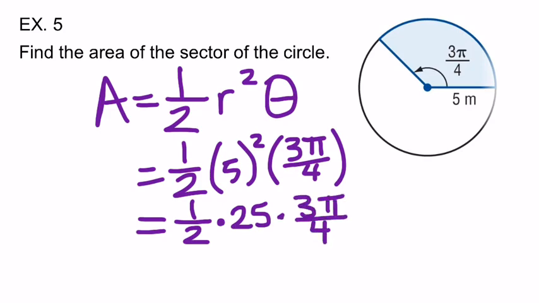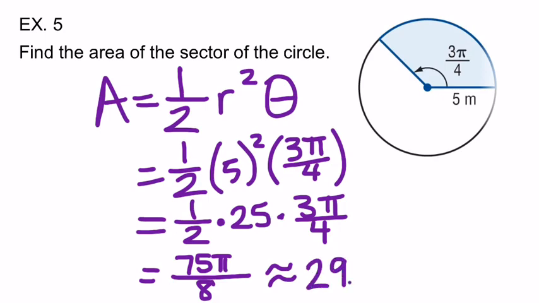We could do some more simplifying, and this would wind up being, if I multiply straight across the top, 75 pi, and then straight across the bottom over 8. So in my calculator, I'm going to do 75 times pi, and then divide by 8. So the area of our sector is going to be approximately 29.45, and since this is area, this will be meters squared.